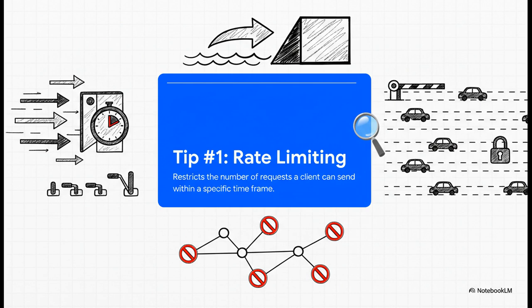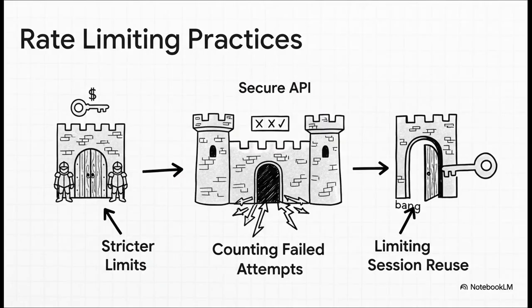It's a simple but super effective way to stop any one person or bot from hogging all the bandwidth. But just turning on rate limiting isn't enough. You have to be smart about it.